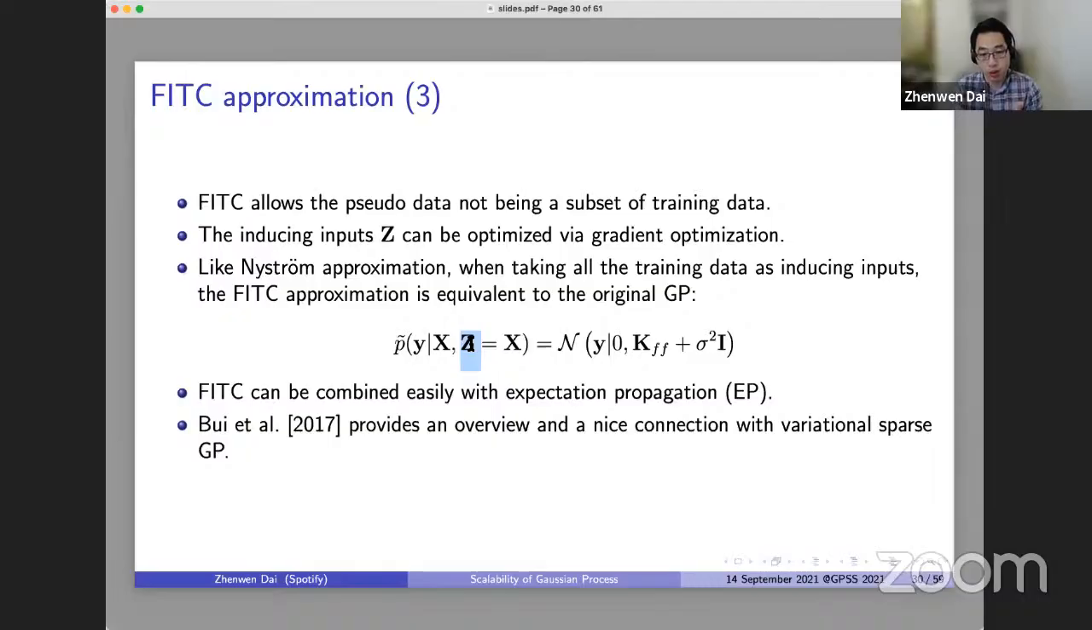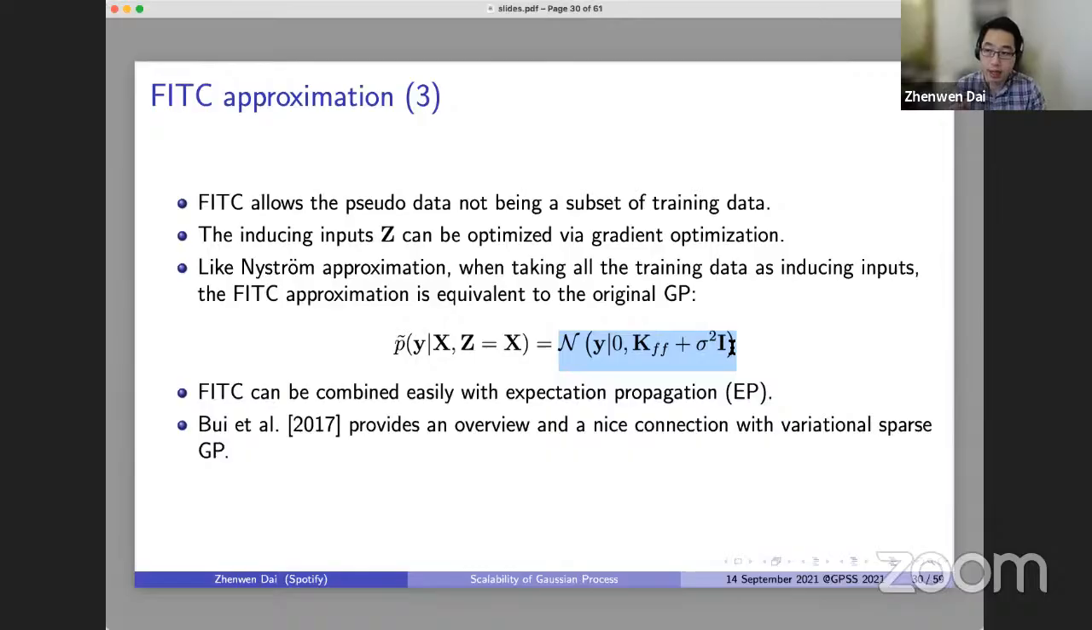And we also know that if we choose the pseudo data to be the same as the training data, if we plug Z equals X back into the previous equations, we fall back into the exact Gaussian process formula because all these approximations cancel out, and we result in the same formulation as the original GP. It basically considers every data point as augmented pseudo data, so we have no information loss. We are recovering a full rank covariance matrix.